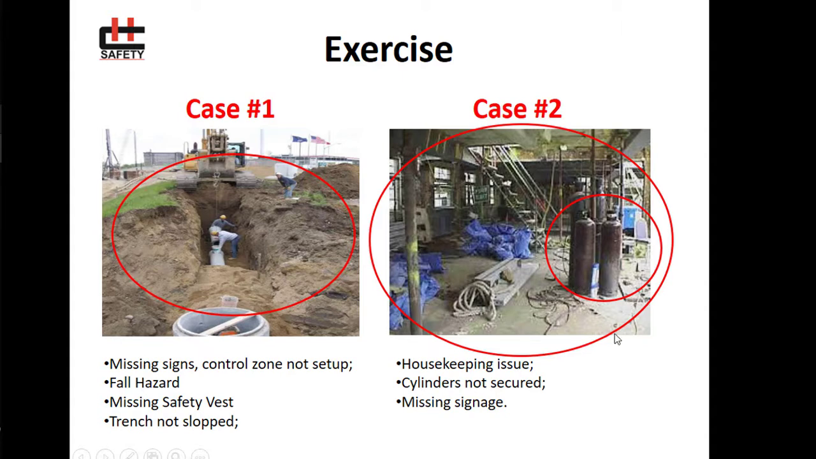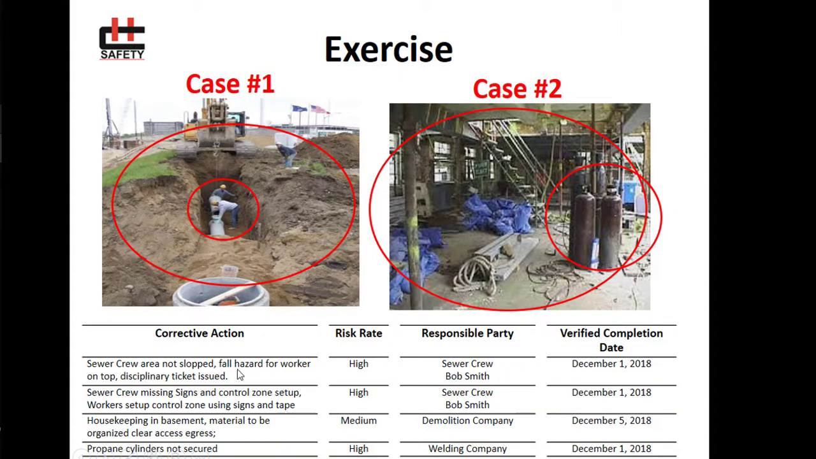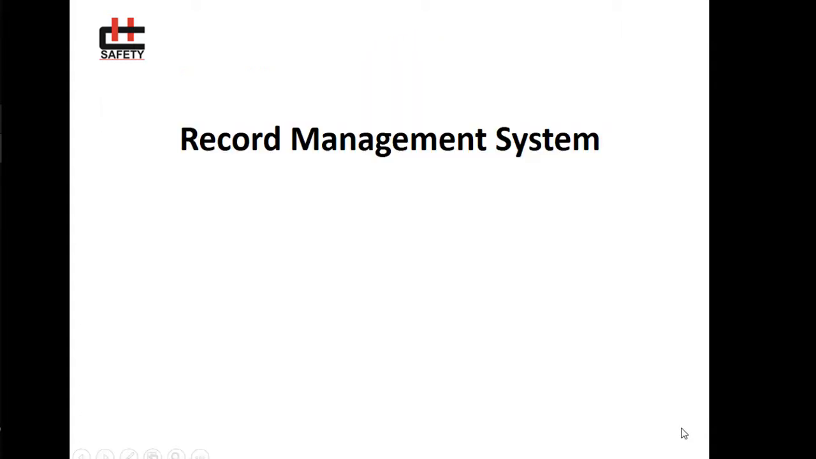So how are we going to record this? Corrective action: the sewer crew's area is not properly sloped, there's a fall hazard with the worker, the risk rating system, the responsible party, and the verification date. Likewise, in case number 2, propane cylinders are not secured. This is a high-risk item. The welding company is responsible for closing it out, and of course, they closed it out that day.